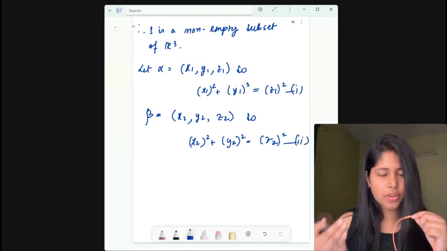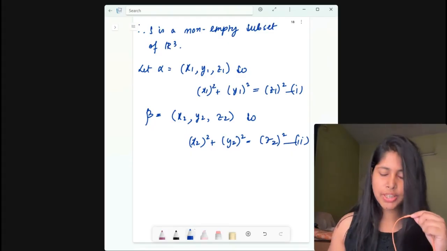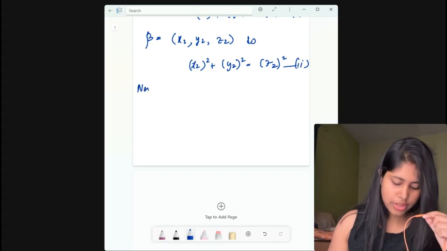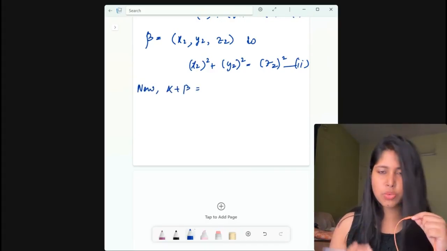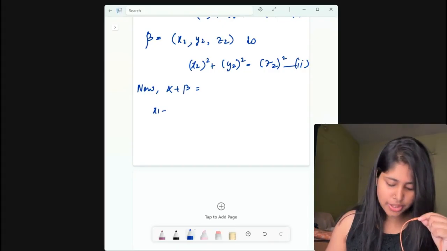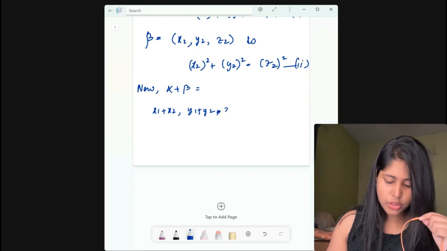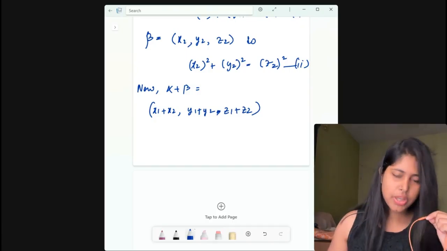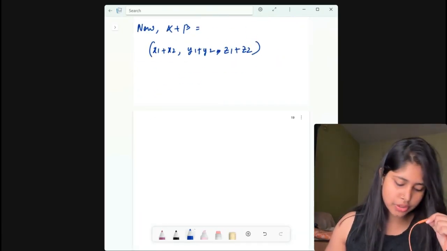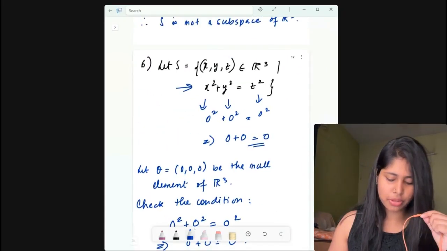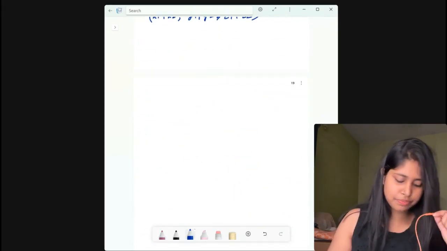Now the next step is, we have to add these two vectors to show whether this is closed under addition or not. Adding the two vectors, alpha plus beta, we get (x1 plus x2, y1 plus y2, z1 plus z2). This is what we get after adding these two vectors. Now we have to check the condition, if this new vector satisfies the given defining condition.